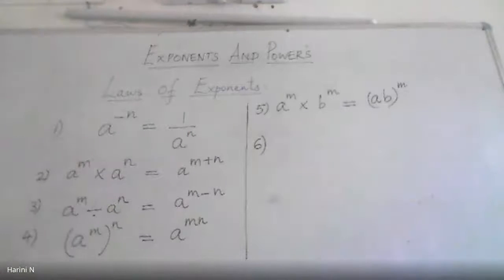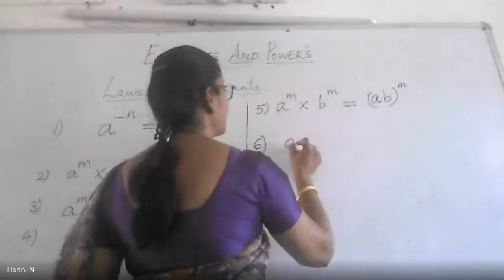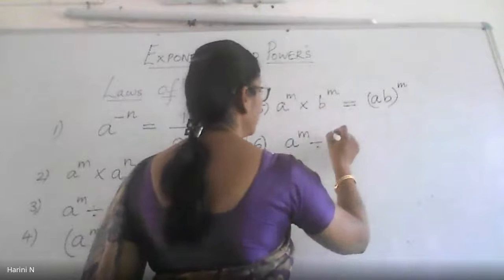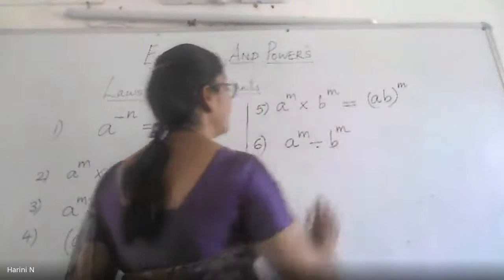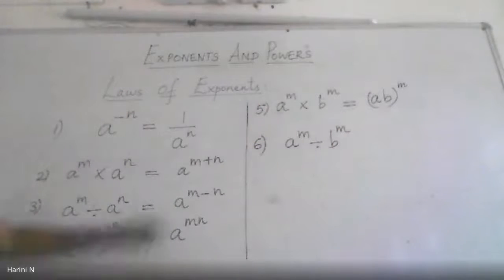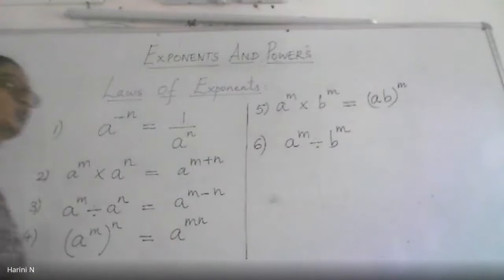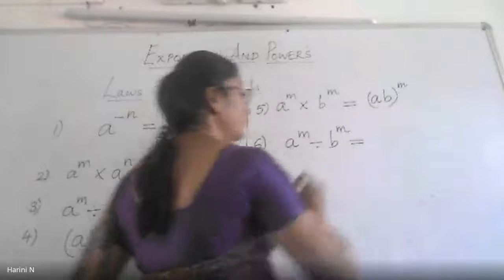Now moving on to the sixth law. Same way, when I have two bases which are different, but the powers are the same, instead of multiplication, I have a division here. Can you guess what would be the law?